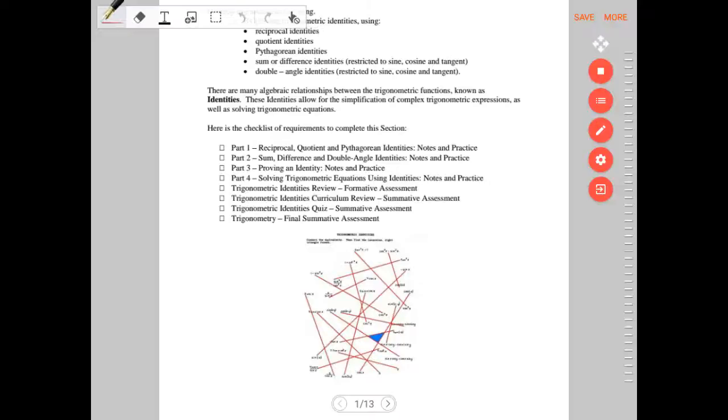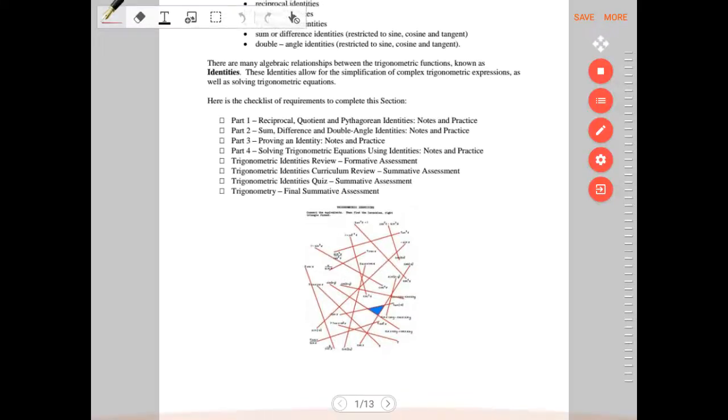Again, notes and the accompanying practice from your textbook, along with the videos, as you are obviously aware of. Part 2, sum, difference, and double angle identities. Part 3, proving an identity, and Part 4, solving trig equations using identities. There'll be an identities review, that's a formative assessment, not for marks, and then also a curriculum review and quiz in this section. When this is done, and all of the prior checklist components have been completed, there'll be a final summative assessment at the end of the trigonometry unit.